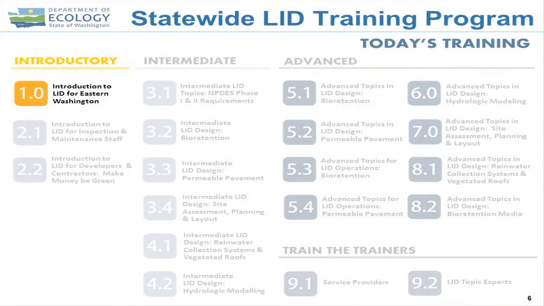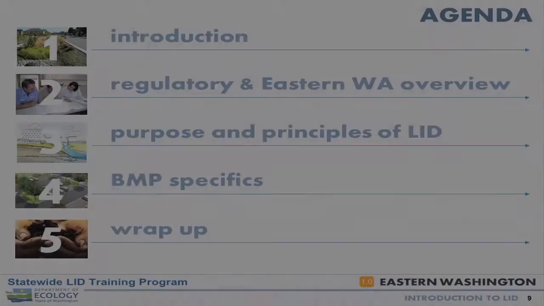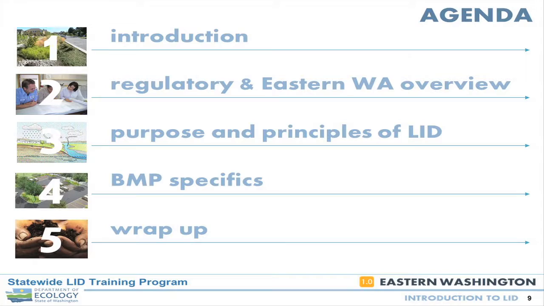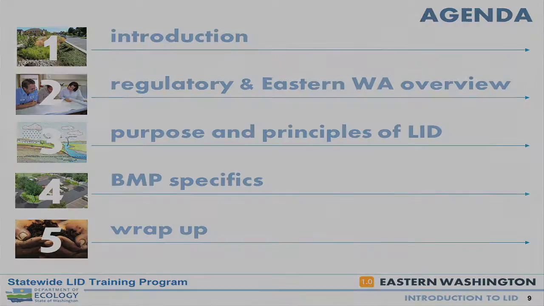The training for today is Module 1.0, the Introduction to LID for Eastern Washington. So how we've broken up the morning is doing an introduction, so a little bit more background about our learning objectives for the day. The second section, which is the regulatory and Eastern Washington overview. In that section, we'll get into the permit and permit language and what the permit means for Eastern Washington. This third section is the purpose and principles of LID, and that's where we'll get into the definition, what is LID and what does it mean to you guys.